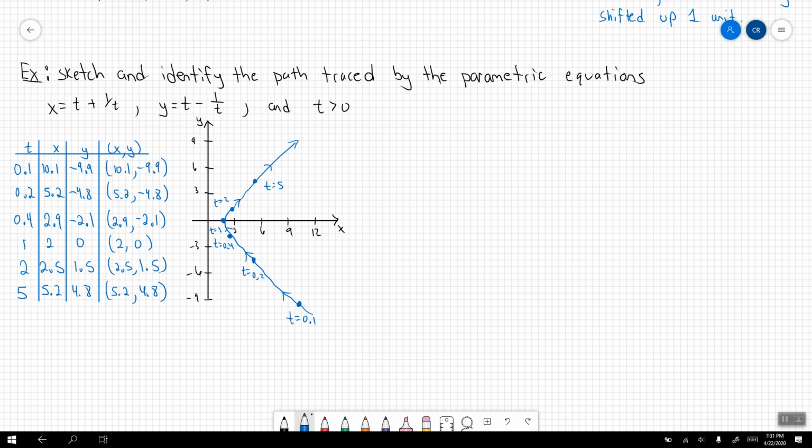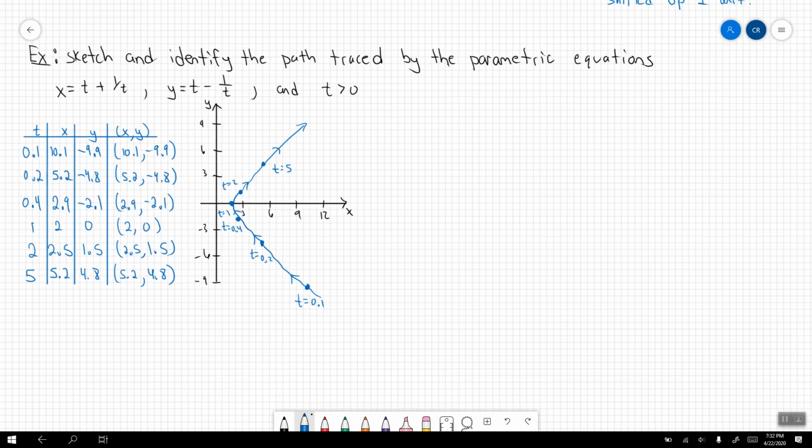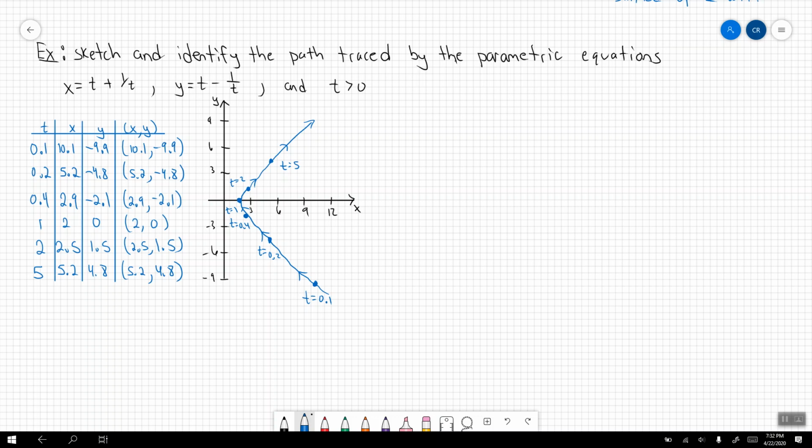And at first glance, it might look like a parabola, but it's not a parabola. All right, so this question said sketch and identify the path traced. So naturally we might think it's a parabola, but it's actually not. These values are not growing in a square fashion, the way a parabola does. They are growing in some kind of square fashion, but we've got to find it.